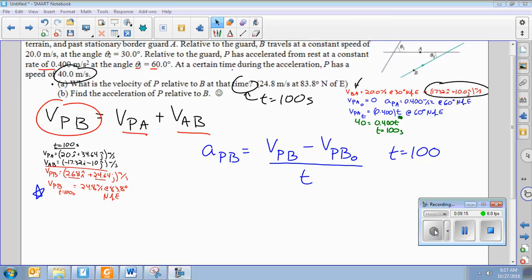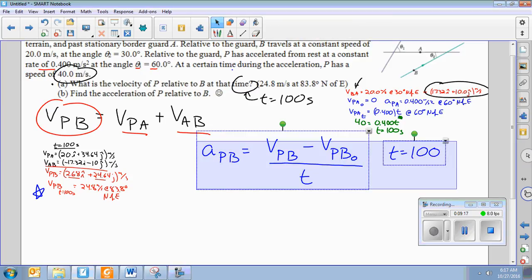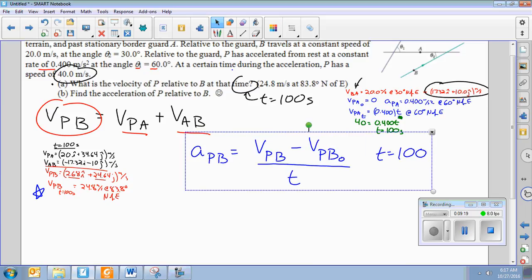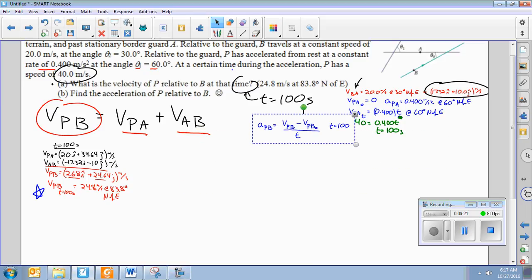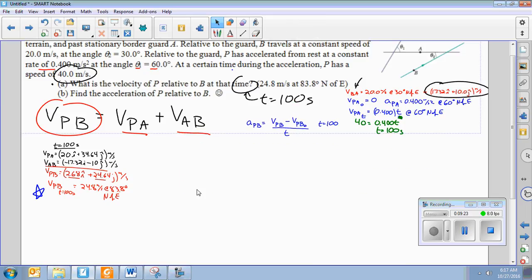All right, so I'm sort of going through more work than I need to, but I think there's value in doing this. So kind of bear with me here for a minute. If you're at home sitting there shouting, we already know the acceleration, I know, but I want to show you that it works. All right, so what we need to do now is we need to find the velocity of P relative to B initially. Well, that's the velocity of P relative to A initially plus the velocity of A relative to B initially.